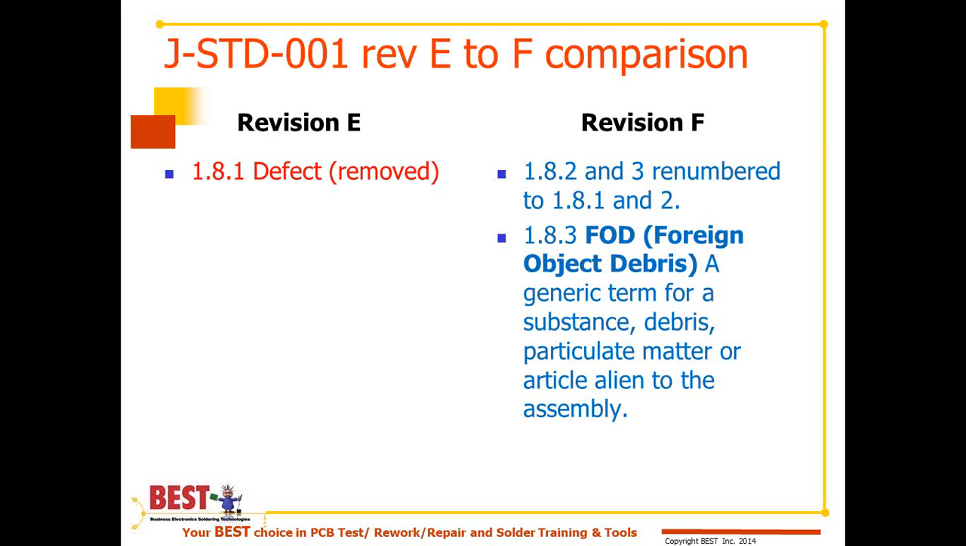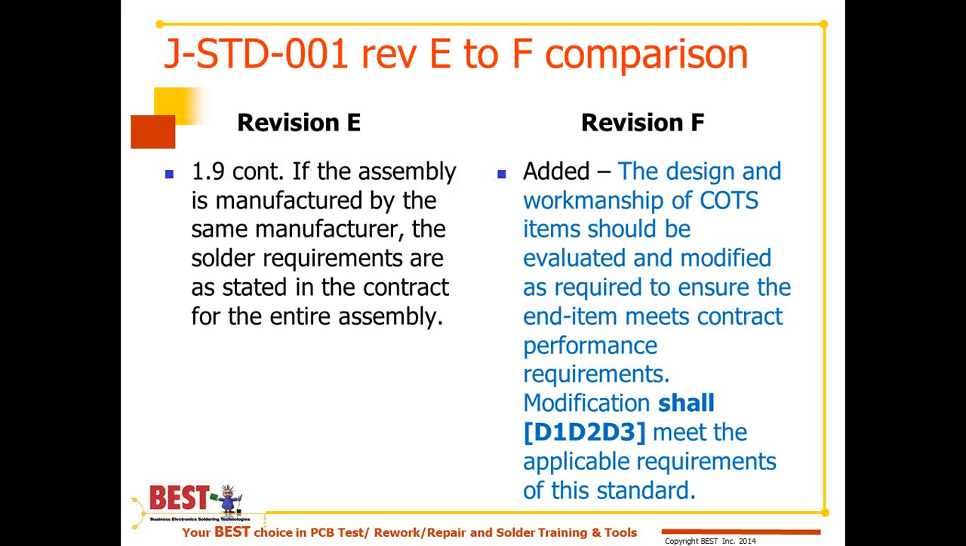Under 1.8.1, the defect has been deleted, they removed that. They changed the numbering of the others to pick it up. And in 1.8.3, they added FOD to it. So now we have a distinction for foreign object debris. It's a generic term for the substance, debris, particulate matter, or other article that's alien to the assembly. So they have added the definition for foreign object debris.